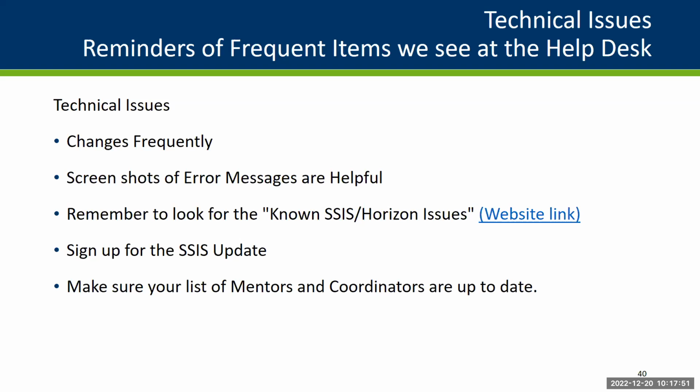You might have seen with the last few issues, you will get an email sent out from tier 2 letting you know that the system might be down or that something is going on. He uses the mentor coordinator list to send those emails out, so it's important to have those up to date.